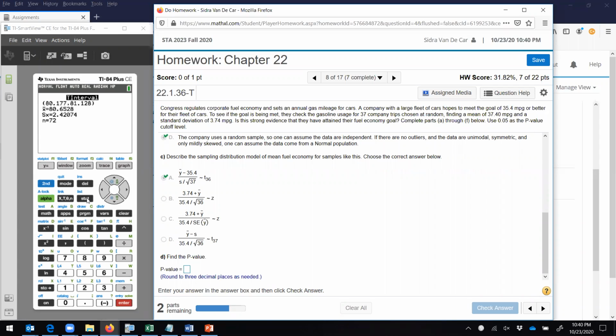Find our p-value. Okay, so let's run the test. Stat, tests, t-test. Our mean is 35.4. Our sample mean is 37.4. Our sample standard deviation is 3.74. And our n is 37. Our hypothesis was bigger than the mean. So our p-value is 0.001.